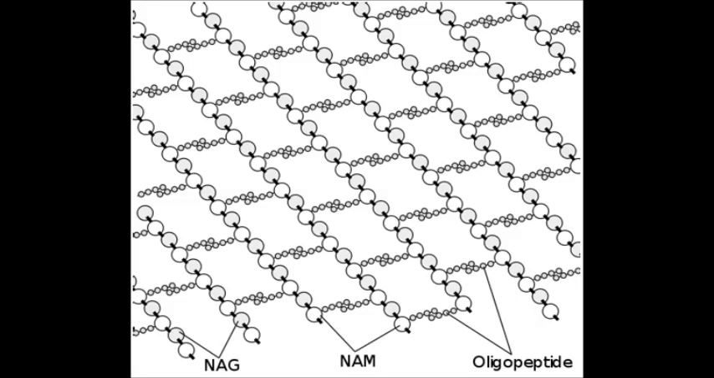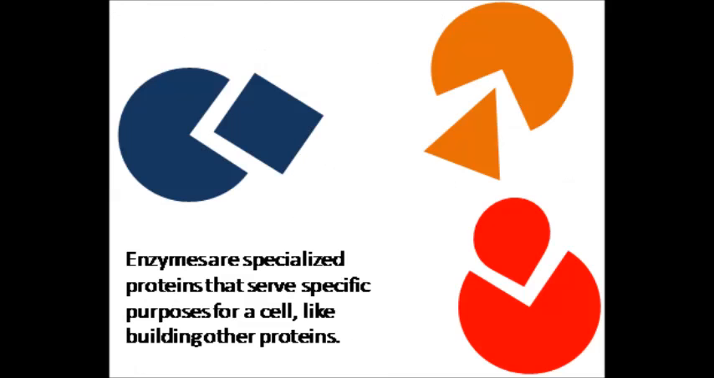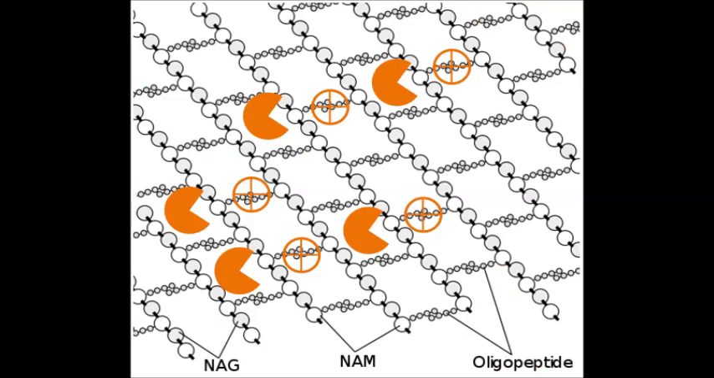The difference between cross-linked and non-cross-linked is similar to that of fabric. Individual threads all lined up in the same direction do not hold together well, but once they are interwoven, the resulting material is much stronger. This cell wall is maintained by proteins, called enzymes, which are constantly dismantling, reassembling, and rebuilding the peptidoglycan layer. The enzymes that cross-link the peptidoglycan look for special points on the layer which they can stitch together.